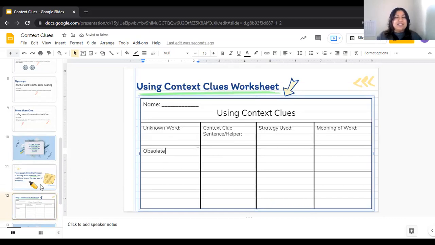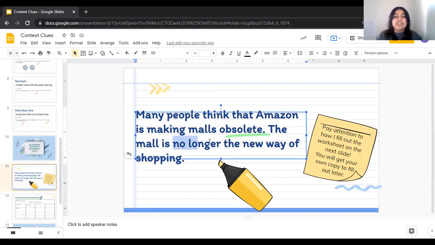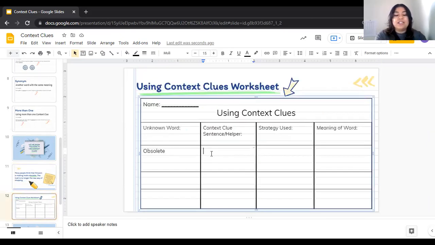And then if we go back to our sentence, we have to look at what sentence here or what word here would help us figure out the meaning of this word. Which one of these sentences or words is our context clue helper? Right here. No longer the new way of shopping. Now you can shorten this down. You don't have to write the full sentence. Just write down the part that you most believe is going to help you figure out the meaning of this word. So for me, I'm going to write no longer the new way of shopping. Okay.